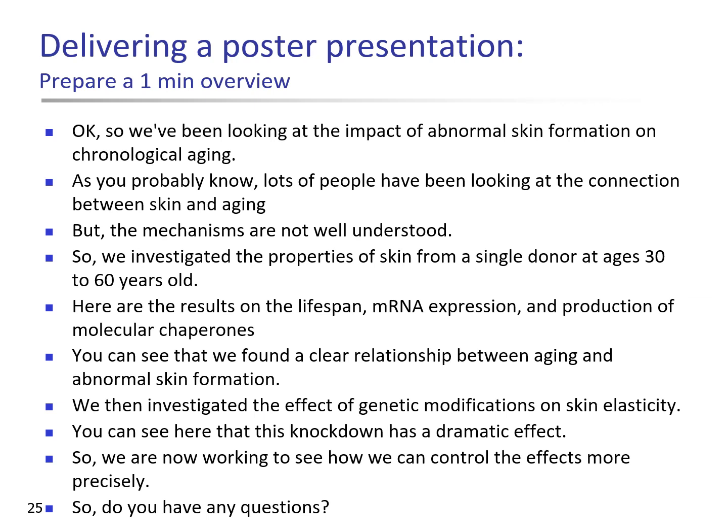Okay, so we've been looking at the impact of abnormal skin formation on chronological aging. As you probably know, lots of people have been looking at the connection between skin and aging, but the mechanisms are not well understood. So we investigated the properties of skin from a single donor at ages 30 to 60 years old. Here are the results of the lifespan, the mRNA expression, and the production of molecular chaperones. You can see that we found a clear relationship between aging and abnormal skin formation.